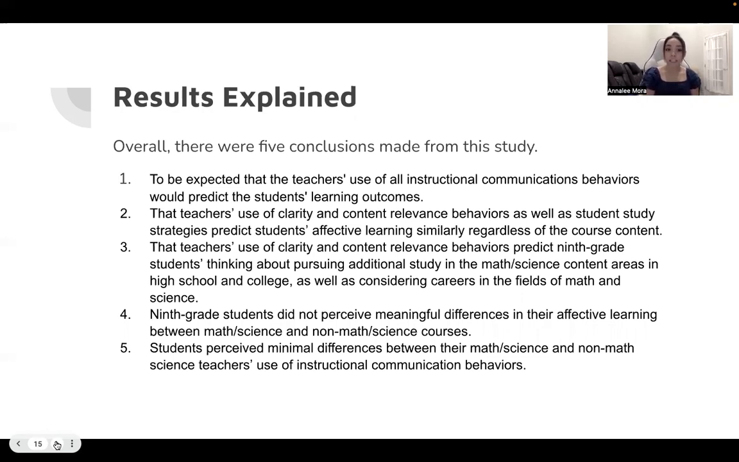Number 3, that teachers' use of clarity and content relevance behaviors predict 9th grade students thinking about pursuing additional study in the math/science content areas in high school and college, as well as considering careers in the fields of math and science. Number 4, 9th grade students did not perceive meaningful differences in their effective learning between math/science and non-math/science courses. Number 5, students perceived minimal differences between their math/science and non-math/science teachers' use of instructional communication behaviors.